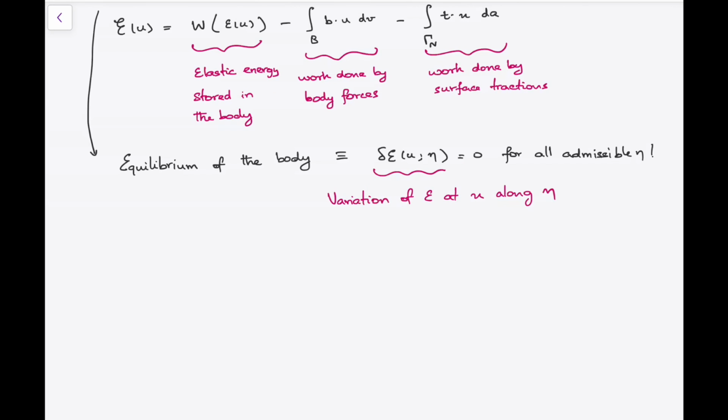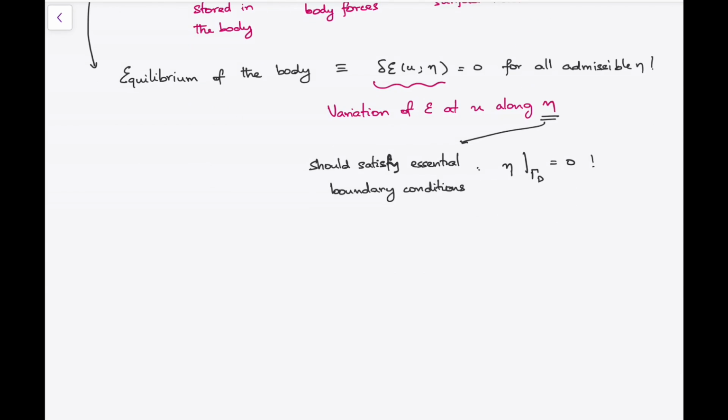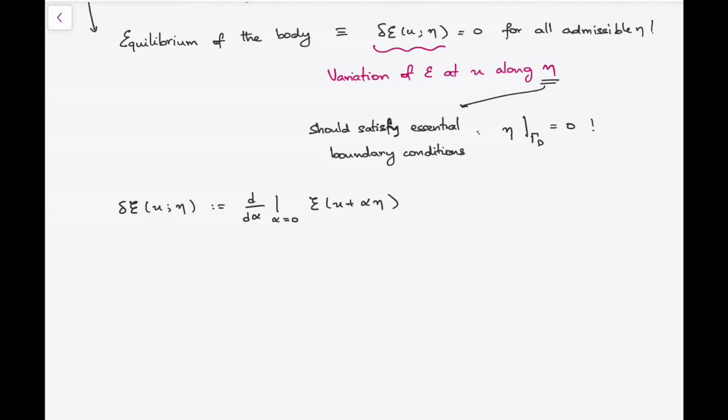Let's define this quantity delta E of U with respect to eta. Eta is an admissible variation, which means that it has all the regularity properties of the displacement field, plus it satisfies the essential boundary condition, which means that on the Dirichlet boundary it takes a value 0. How do we define this variation delta E? That is defined as the directional derivative of E at U along the direction eta, given by this particular form. Here alpha is just a real number.